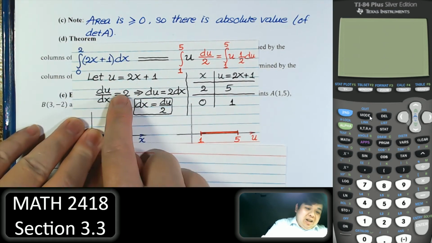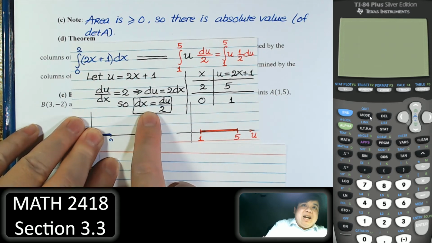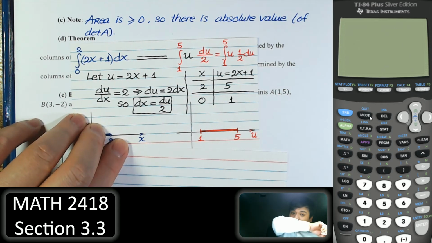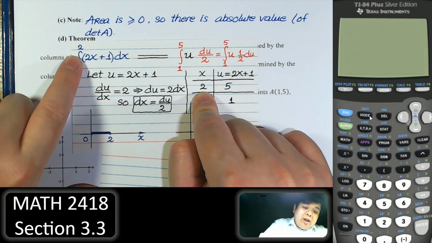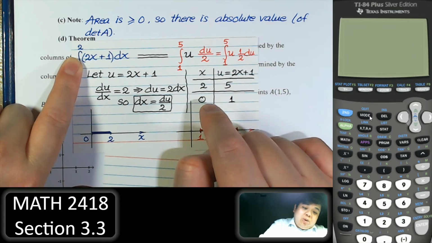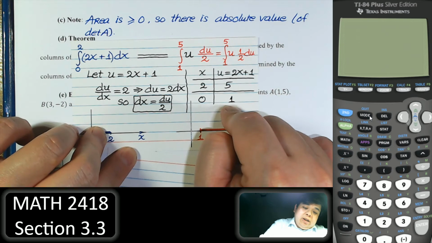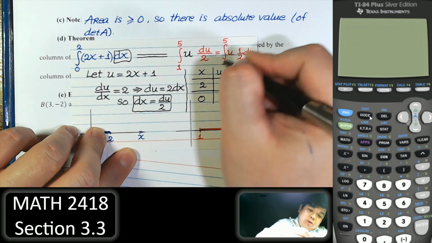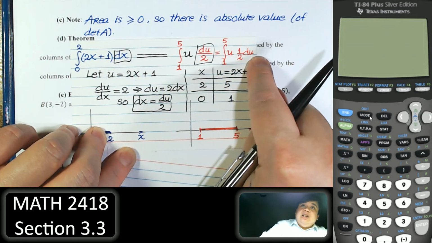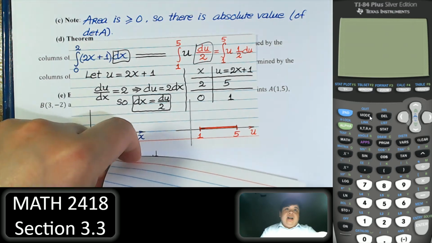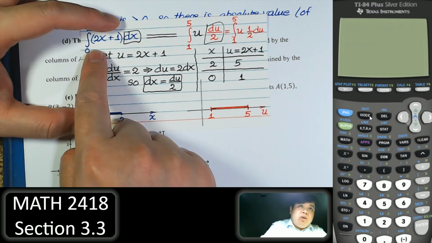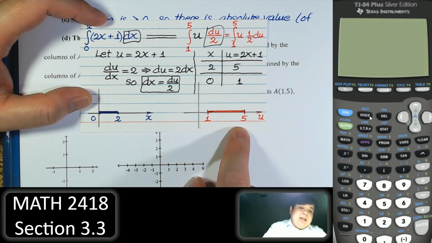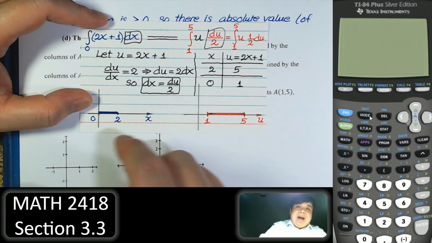When we do that, let u equal x plus 1, we have dx equal to du over 2. And when we use the substitution, when x equals 2, u equals 5, and when x equals 0, u equals 1. And then dx is equal to du over 2, and we write this, and that's what we have. Now notice that in the original integral, x goes from 0 to 2, and then u goes from 1 to 5. And then we have to have 1/2 to cut this back in half.